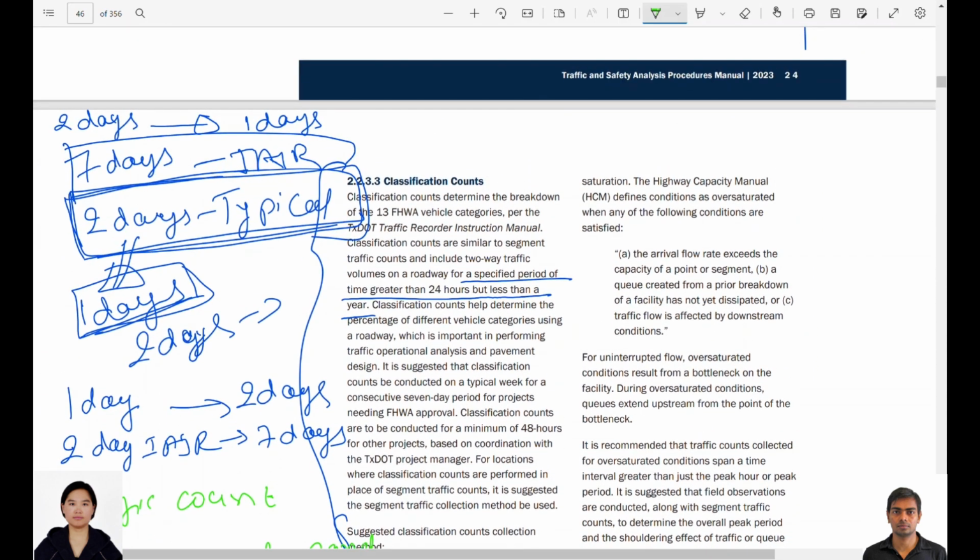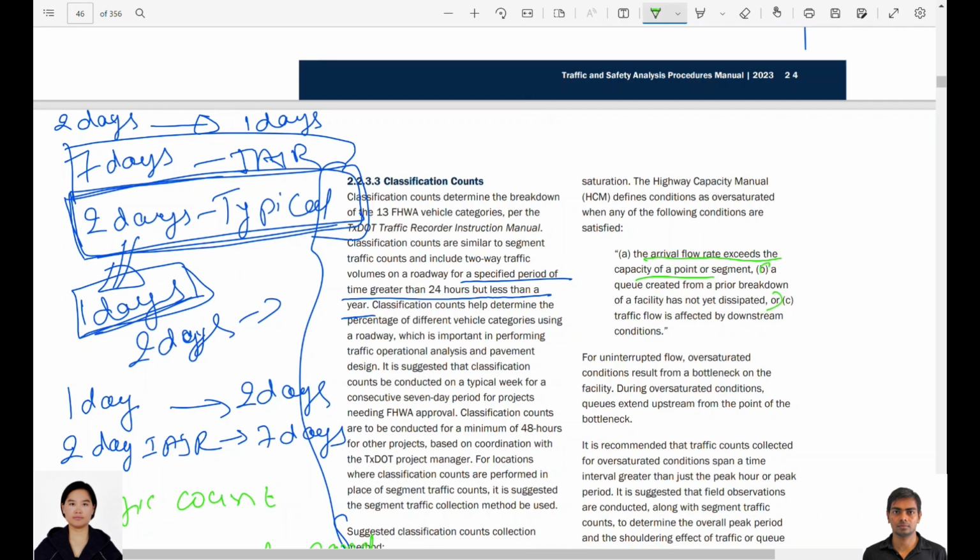The Highway Capacity Manual defines the conditions as oversaturated when any of the following are satisfied. Condition 1, if the arrival flow exceeds the capacity, then it's an oversaturation. Second one, when a queue created from a prior bottleneck of a facility has not been dissipated yet.